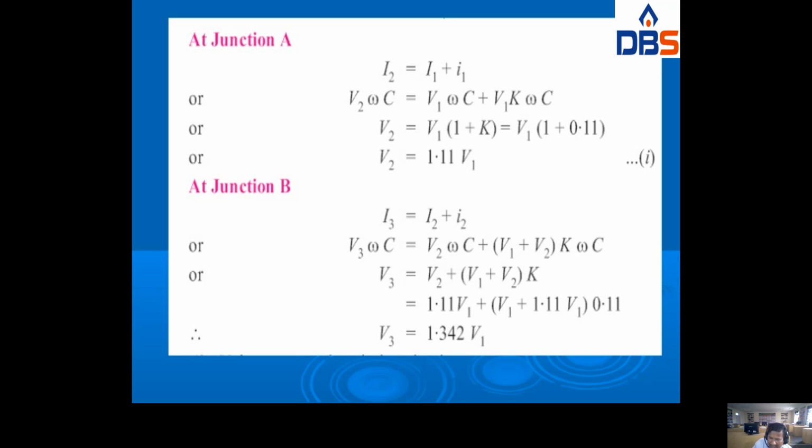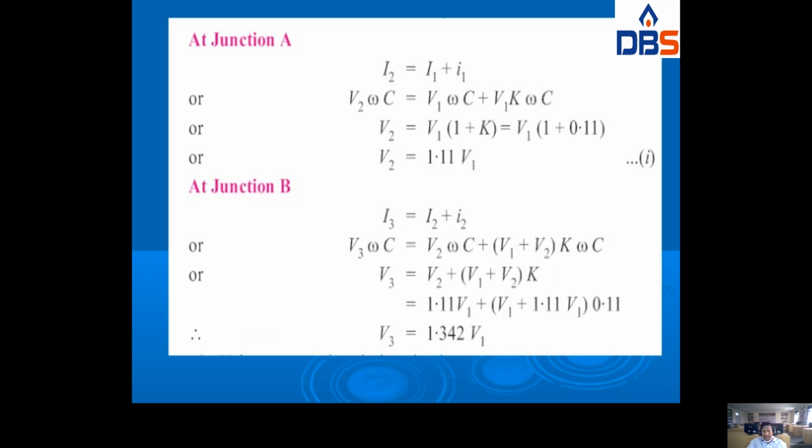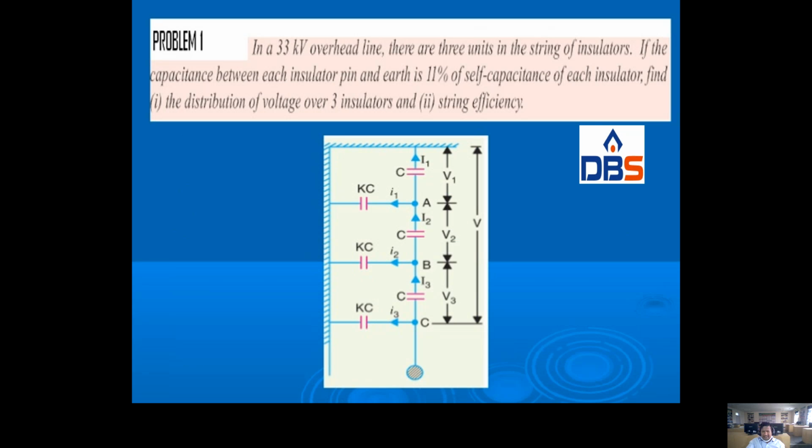So I3, as usual, is the charging current, that is V3 by 1 by omega C, that is V3 into omega C, which is equal to V2 into omega C plus small i2. Look at the figure once again. Small i2 is a combination of these two, I1 plus I2. That's why small i2 is equal to (V1 plus V2) into K omega C. Small i1 is the voltage across this one, which is V1 only. But for small i2, the voltage across this one is the combination of these two, (V1 plus V2) into K omega C. So don't confuse.